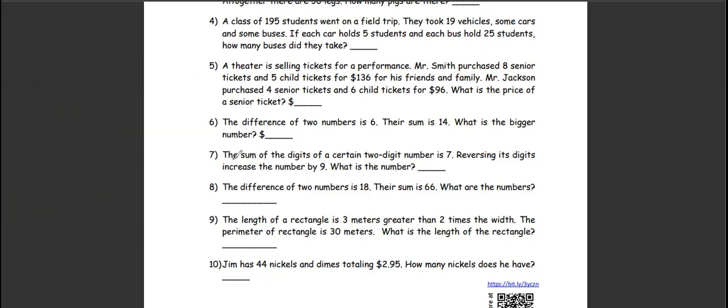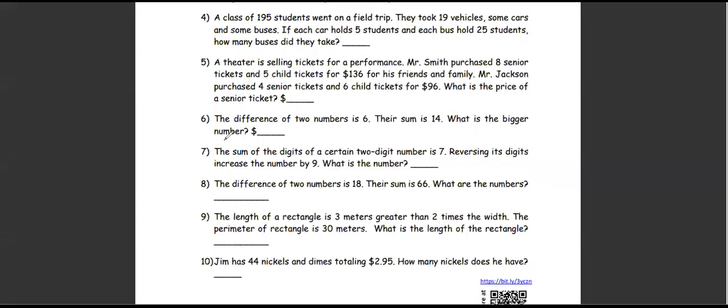Let's move on to number 7. This question is actually really hard, so don't get irritated if you cannot find the solution, because we're going to answer it together now. The sum of the digits of a certain two-digit number is 7. So what does this mean?